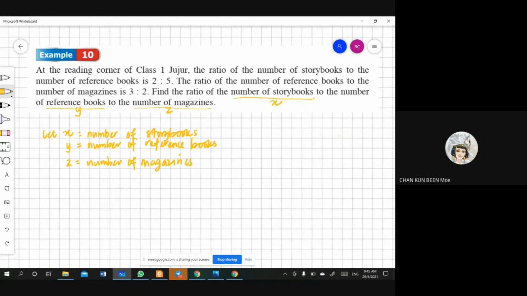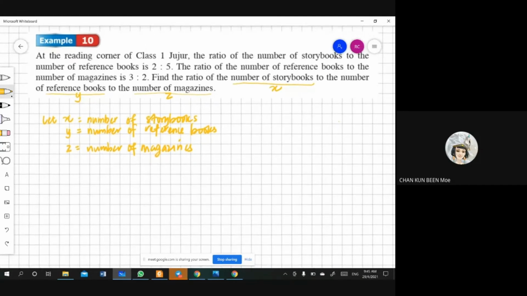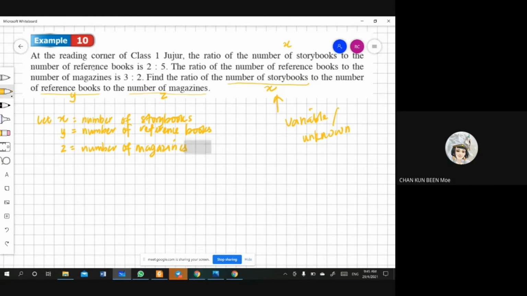So now you are given the ratio already. We can use the variable over here. We call this variable, variable or unknown. Maksudnya sesuatu yang tidak diketahui. Unknown. Okay. So you already given the first line over here. The ratio of the number of storybook. The storybook is X, right? To the number of reference book. The reference book is Y. It is equal to 2 to 5. So you rewrite this to X to Y equal to 2 to 5.